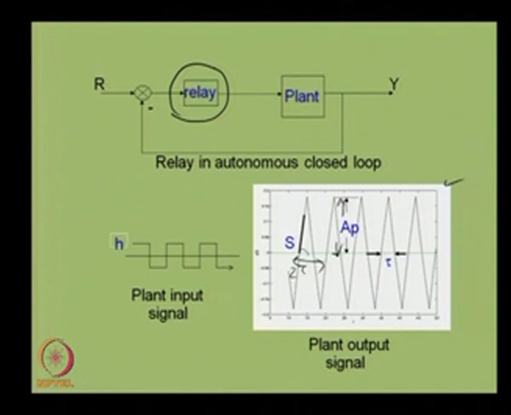Now, the input to the plant at that time becomes either rectangular or square, and that is of this typical form. So, this relay, a symmetrical relay that can be shown as of this form, having amplitude h and minus h, gives us a typical output of the plant. So, this plant output and input information can be used to find the dynamic model of this plant.